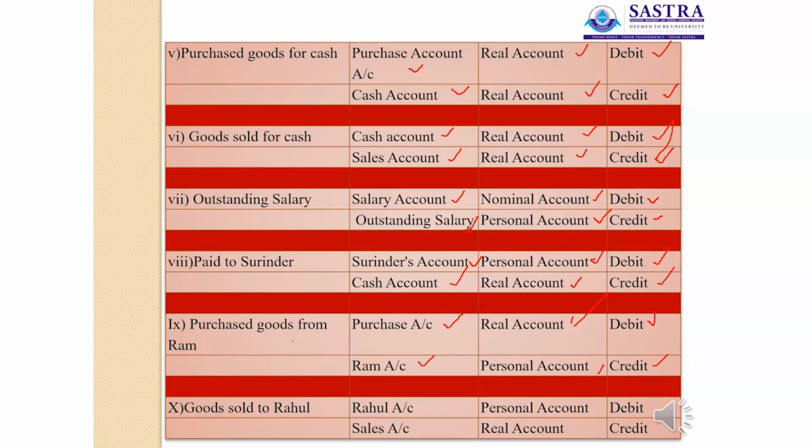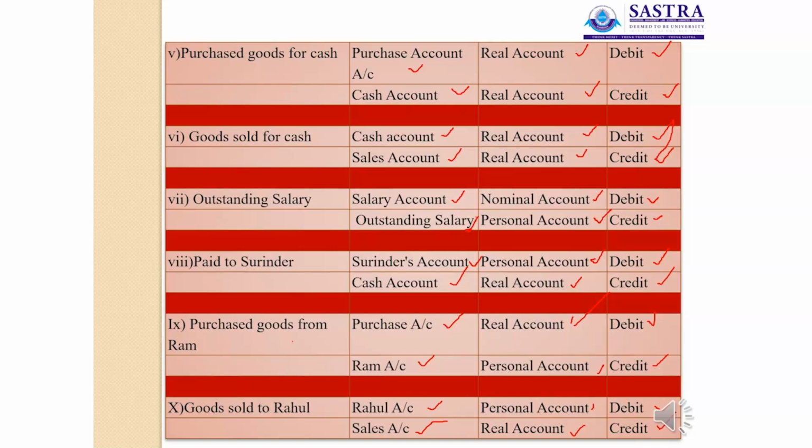The next one is goods sold to Rahul. Here there are two accounts involved. One is Rahul account and another one is sales account. Rahul account is relating to personal account. Sales account is relating to real account. And this personal account, debit the receiver. Here Rahul is a receiver. So Rahul account will be debited. Then sales account, goods goes out of the business, so that account will be credited.